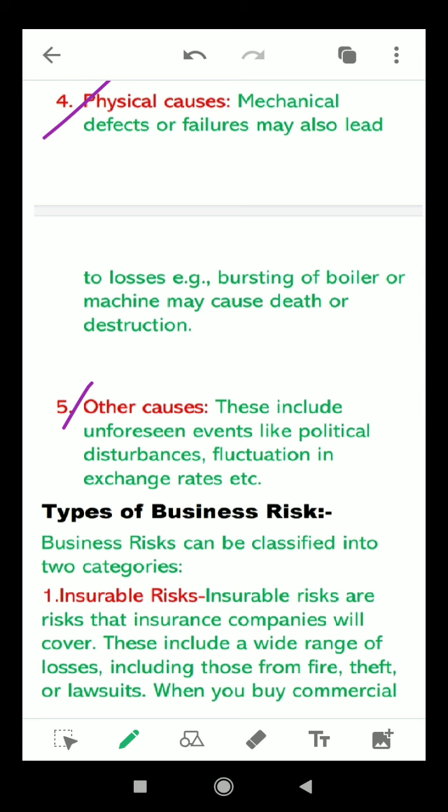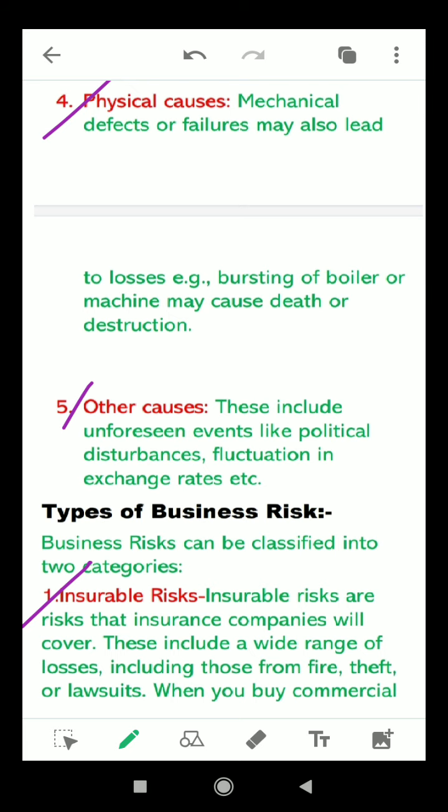Okay. Then next is types of business risks. So there are basically 2 types or 2 categories. Number 1 is insurable risks, then non-insurable risks. So what is insurable risks? Insurable risks are risks that insurance companies will cover. It is a risk which an insurance company will cover. And these include a wide range of losses, including those from fire or theft or lawsuits.